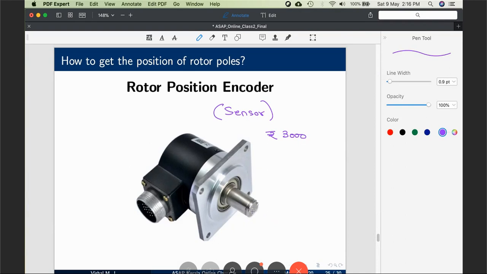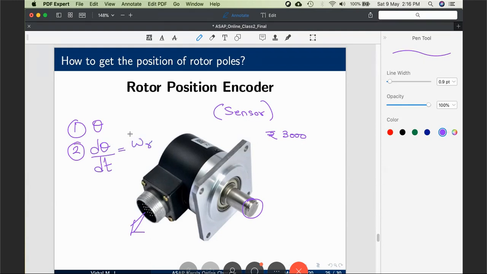At the driving end, you have your rotating load. At the non-driving end, you connect this to the motor, and through this you will get to any rotor position encoder. This may be a very complex RPE, but any encoder will give two parameters. One is theta, that is the position of the rotor poles. Second one is d theta by dt, the time differential of this theta. What is this? This is nothing but the speed of the rotor.